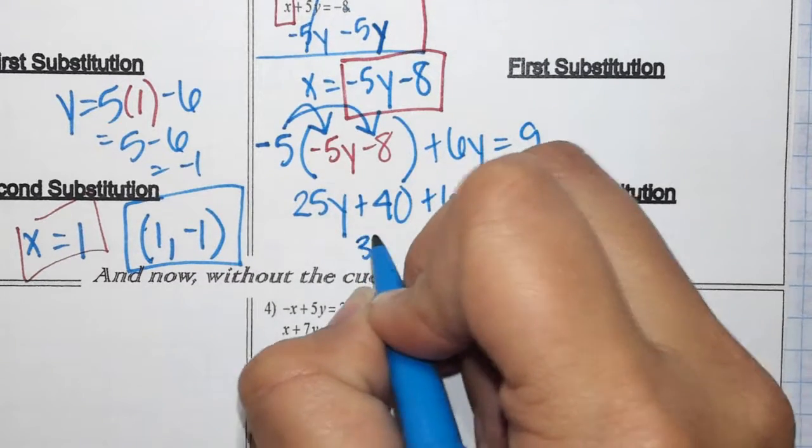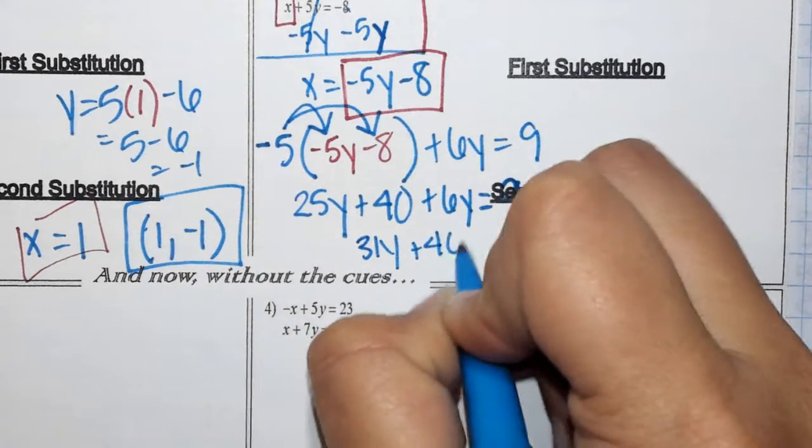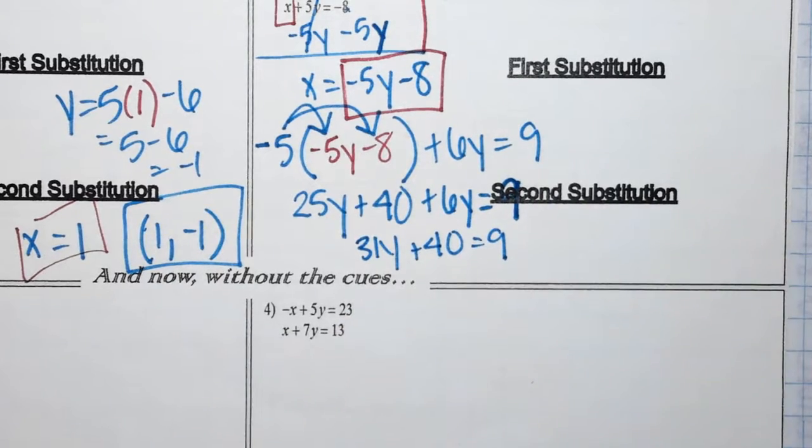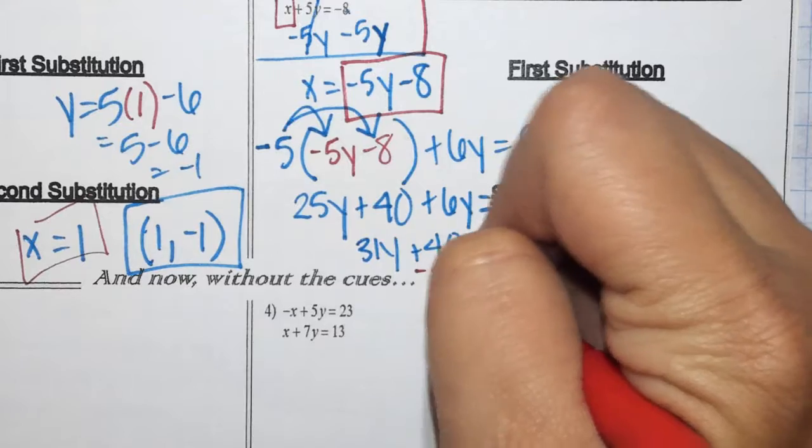31y. Then you got to subtract 40 from both sides. Why do we subtract? Because it's the opposite of addition.